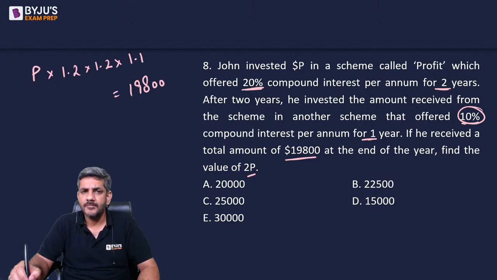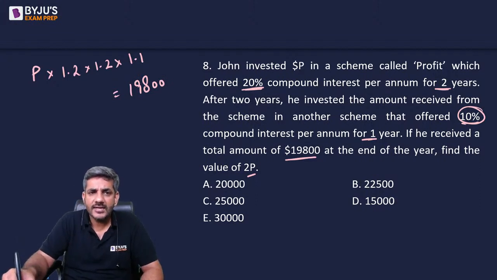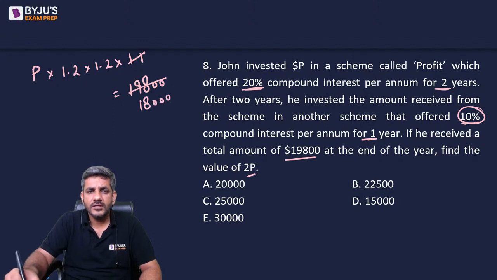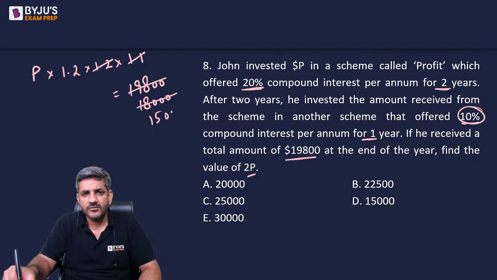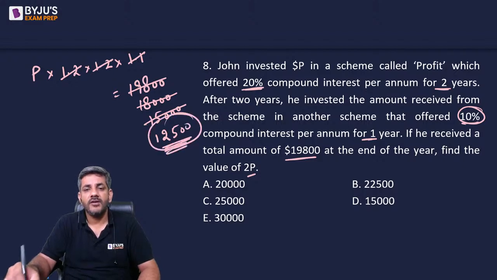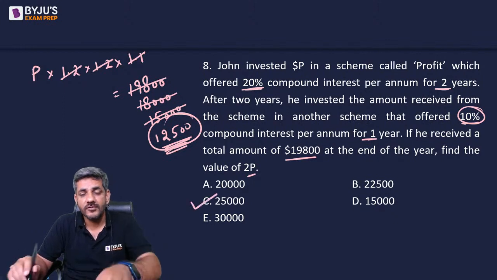It's simple then, right? So I can cancel it out by 11 at 18000. Then I can cancel it out from 12 at 15000. Then I can cancel it out from 12 once again, at 12 ones are 12. And then I have 3, 12 twos are 24 and 6, 5. So 12500 becomes the value of P. If the value of P is 12500, value of 2p is 25,000. So that's the right answer.